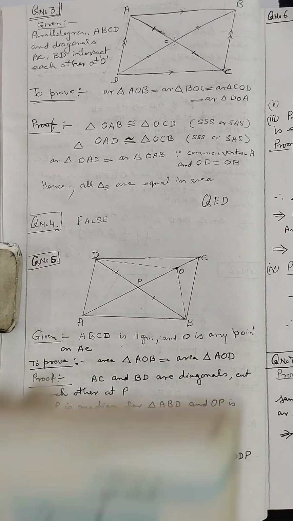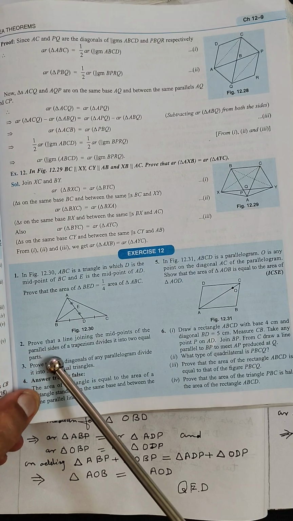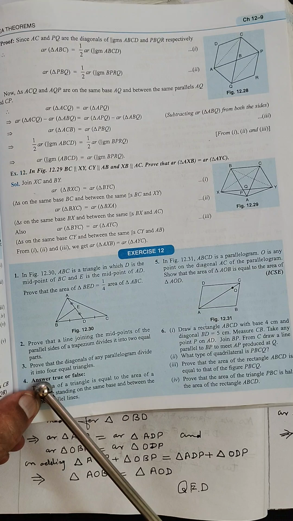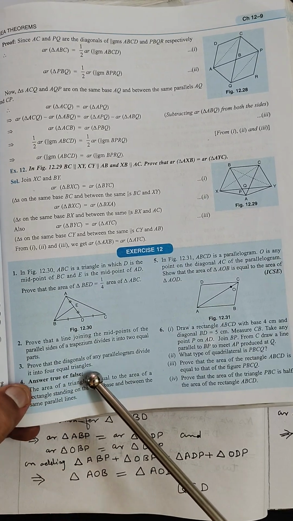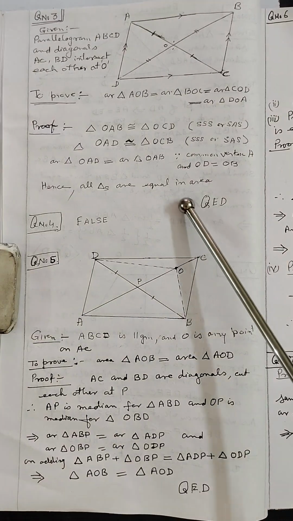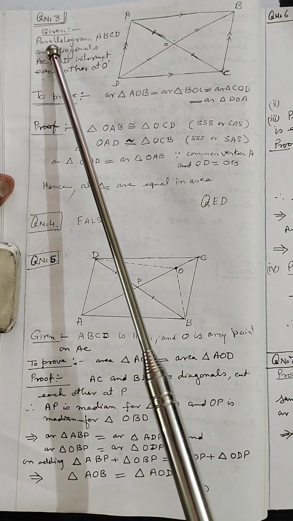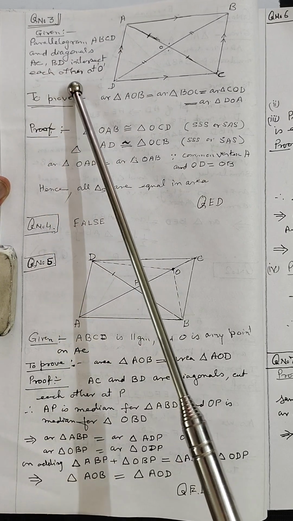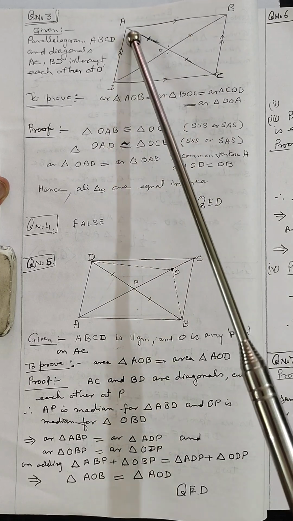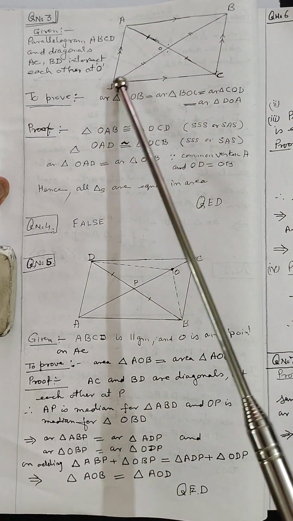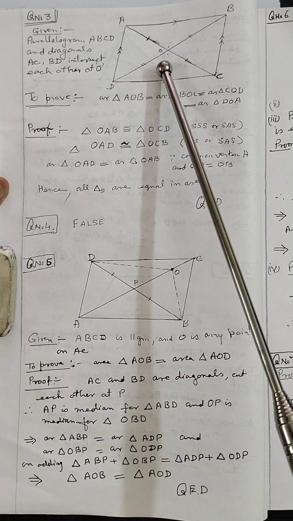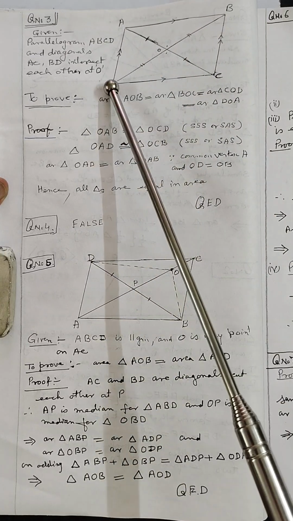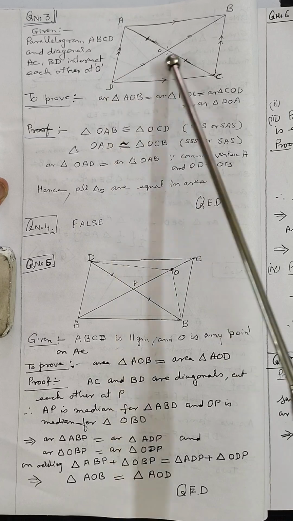Question number 3: prove that the diagonals of any parallelogram divide it into 4 equal triangles. Given a parallelogram ABCD, the diagonals AC and BD intersect each other at O, such that OA is equal to OC and OB is equal to OD. Means the diagonals have bisected each other.